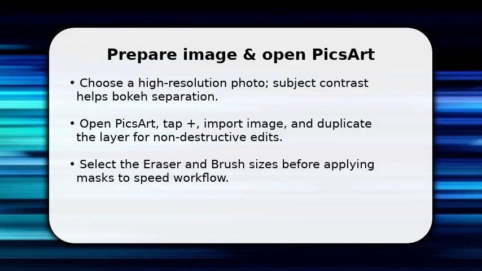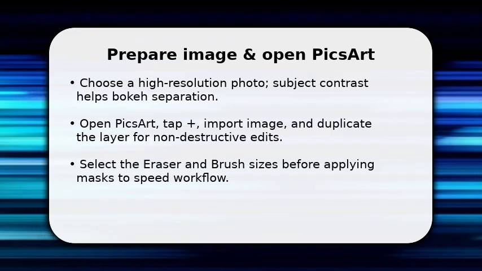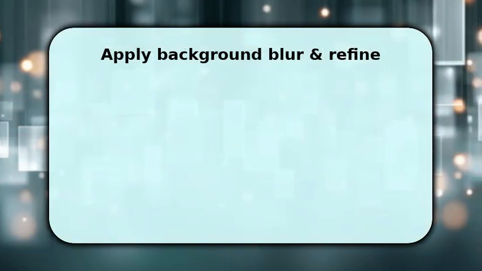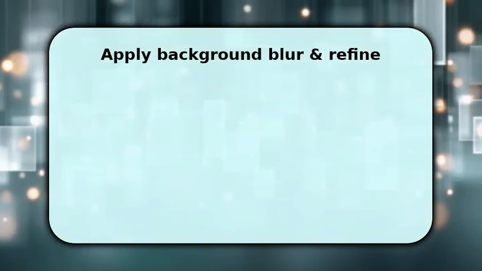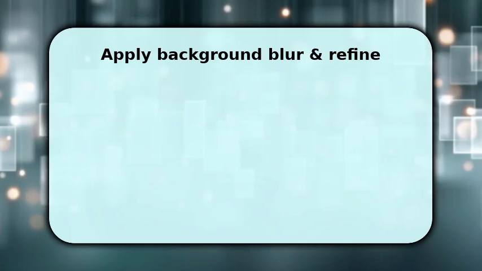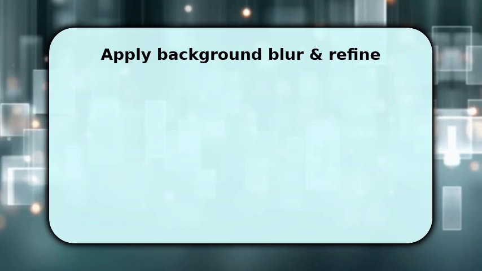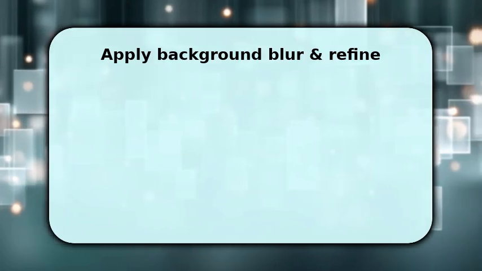You do this because the bokeh effect relies on isolating foreground subject clarity versus background blur, and preparing layers speeds undoing and fine-tuning later. Now apply the blur effect to the background layer. Select lens blur for circular bokeh or motion blur for streaks. Then dial intensity between about 20 and 60% depending on desired strength.